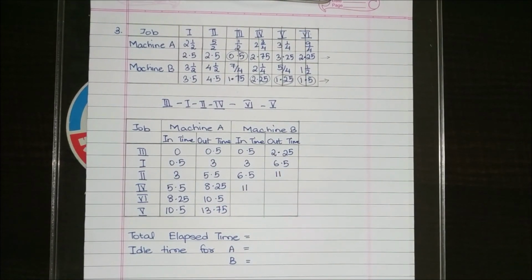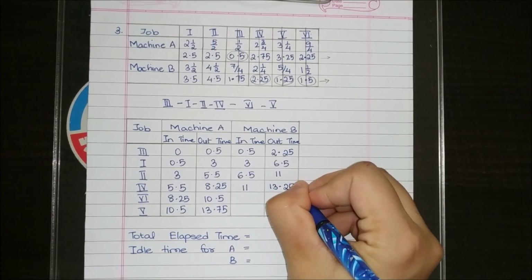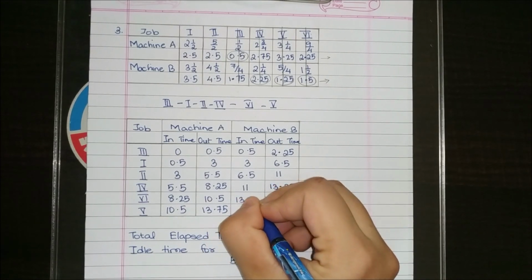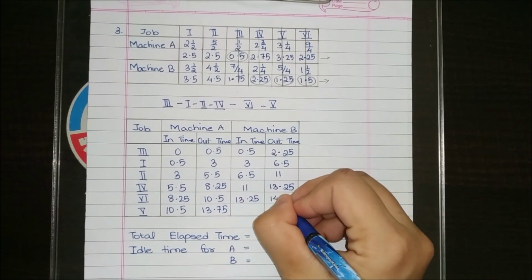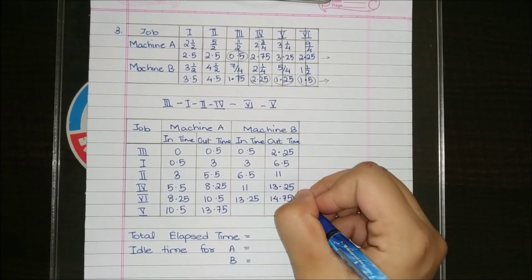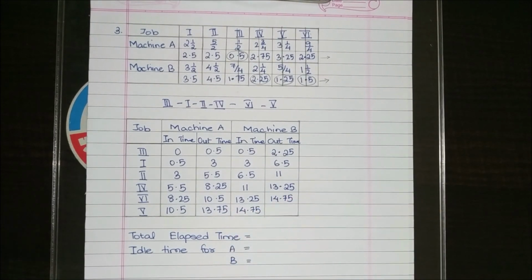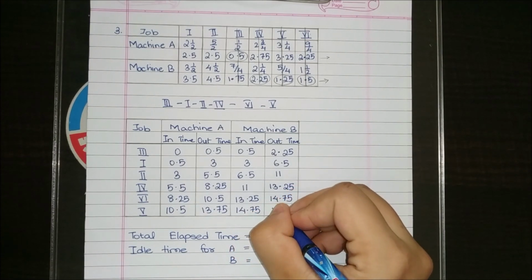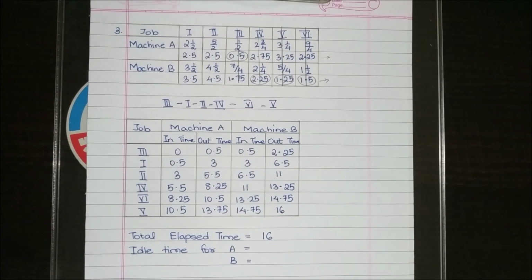Fourth takes 2.25 which is 13.25. Okay, 13.25 and 10.5 में 13.25. Sixth job takes 1.5, so this becomes 14.75. 14.75 and 13.75 में 14.75 we choose, and then fifth takes 1.25, so .25 से ये complete हो जाएगा 15, and then this is 16. So the total elapsed time is 16.